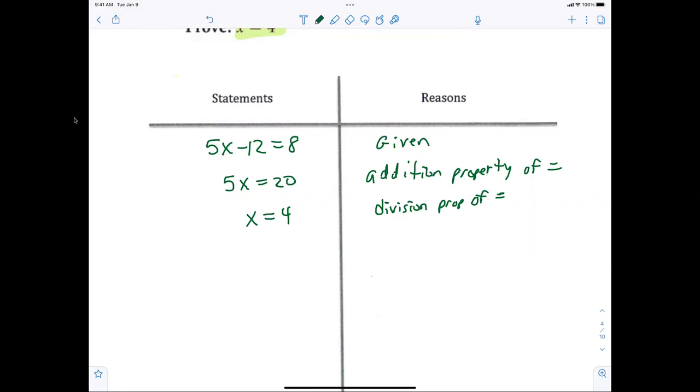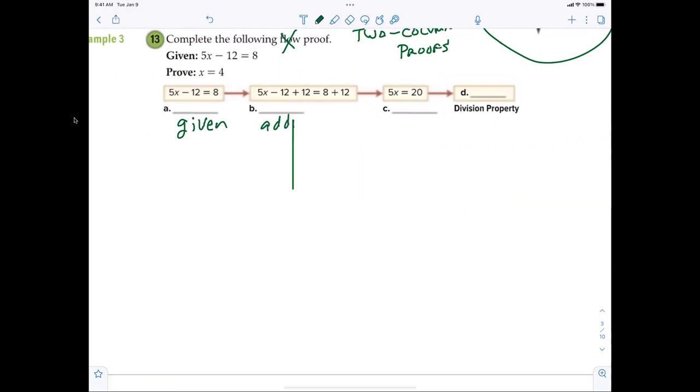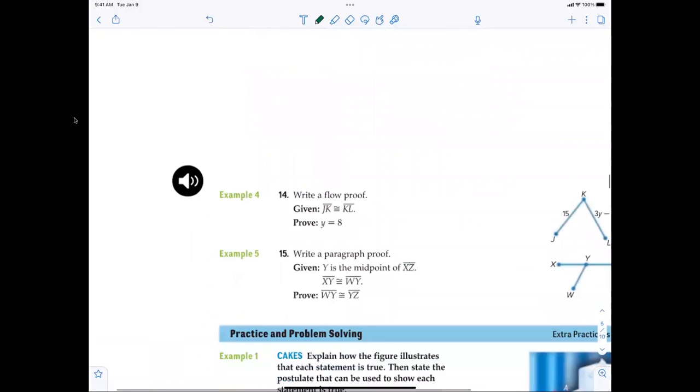Now I'm going to scroll back to what the book did, because I want to show you something. You can have the same exact proof and write it differently than me, and we both get it correct. Does everybody agree with that? This is what they were doing, like a flowchart proof. This would be given. This would be the addition property of equality. Then this would be substitution. Do I really care about this substitution? No. And then you would just say x equals 4 here by the division property. It's kind of easy, but we are going to get to something a little bit more tricky.